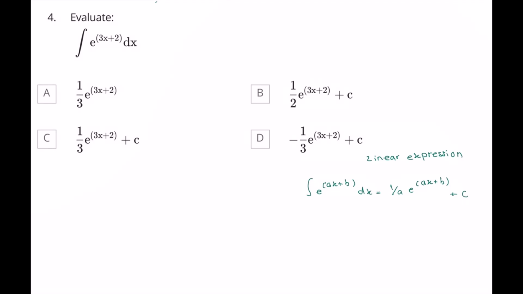First we will start with 1 over a, 1 over 3, since 3 is the coefficient of x, times e to the power of 3x plus 2. We will just have to write it as it is, plus c, and we are done solving this question. C is the correct option.